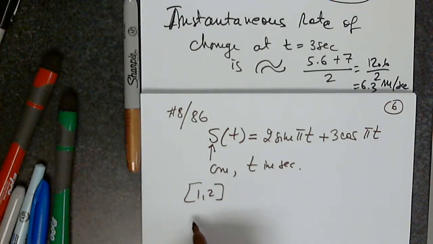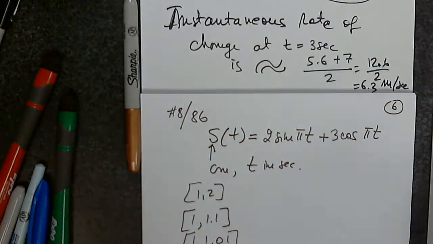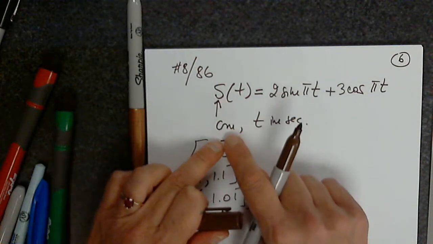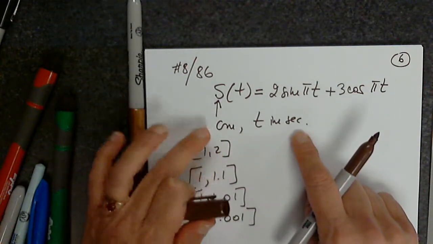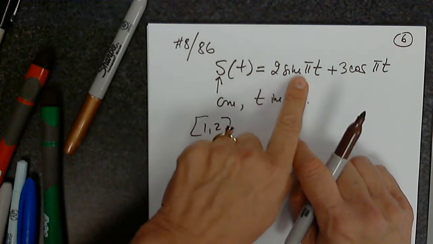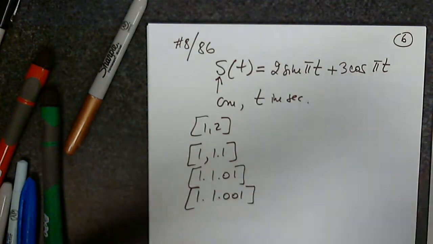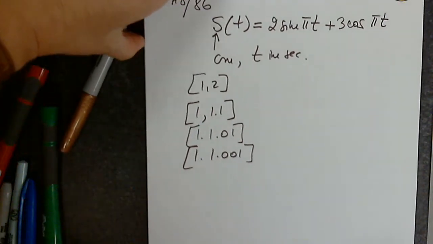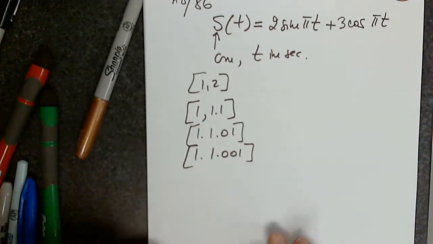1 to 2, 1 to 1.1, 1 to 1.01, 1 to 1.001. Yes, please. The second one, what does that say? S is in centimeters and t in seconds. Is that 2 sine pi t? It's 2 sine pi t plus 3 cosine pi t. Sorry about my handwriting. I apologize for that. But always stop me if you don't understand something.